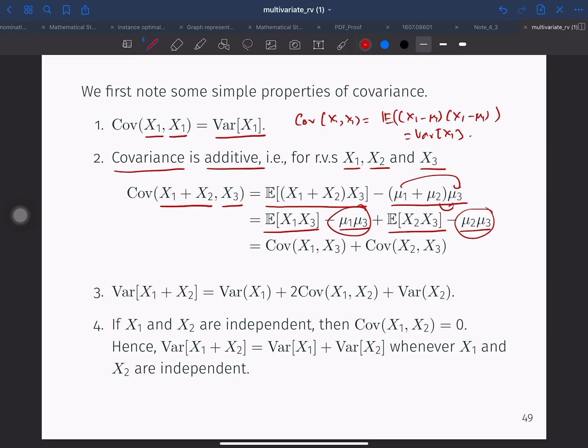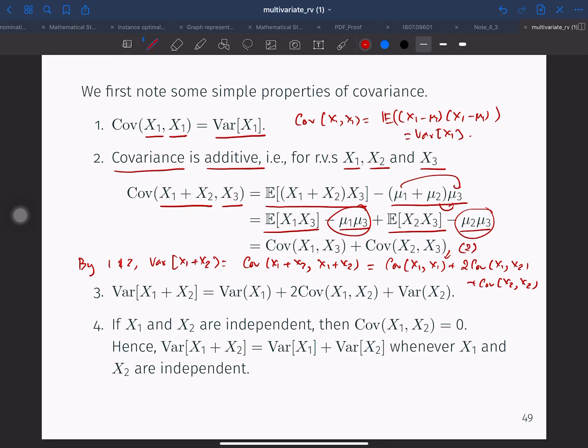So using this fact, we can easily say by 1 and 2 that the variance of x1 plus x2 can be written as the covariance of x1 plus x2 with x1 plus x2. You can expand this out to be simply the variance of x1 plus 2 times the covariance of x1 and x2 plus the variance of x2, by linearity of covariance, where we have used fact 2. And so you have this simple expression here.